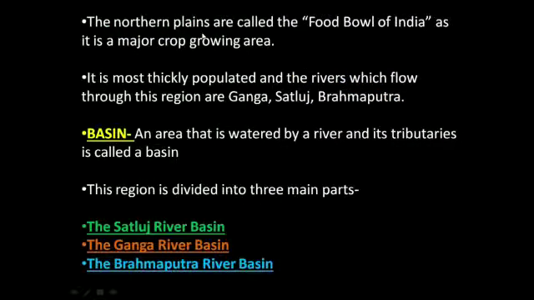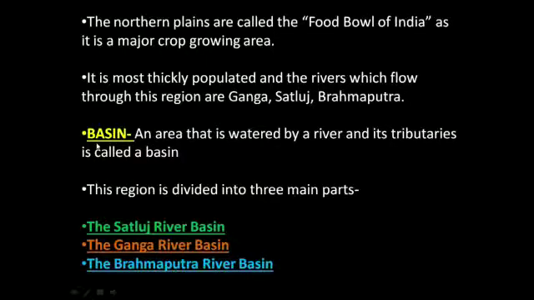The northern plains are also called the foodbowl of India because it is a major crop growing area. All the major crops are grown here. It is the most thickly populated region, and the rivers which flow through it are Ganga, Satluj and Brahmaputra.